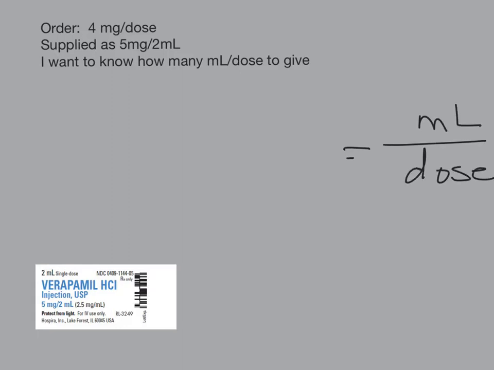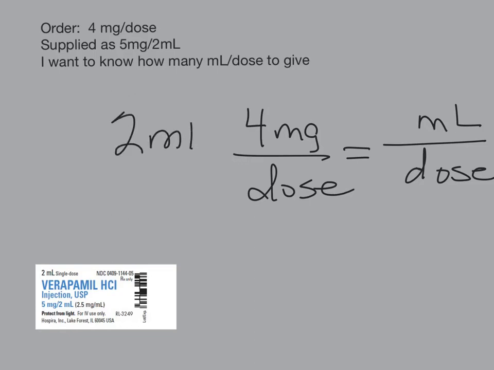Remember, we want our mLs on the top and our dose on the bottom. We can start with our order, 4 milligrams per dose. Now our dose is on the bottom, and we want our mLs on the top. So 2 mLs is equivalent to 5 milligrams, and that means our milligrams are going to cancel, and that means I set it up right. So milligrams cancel. Now I can just multiply across, because I have mLs per dose.